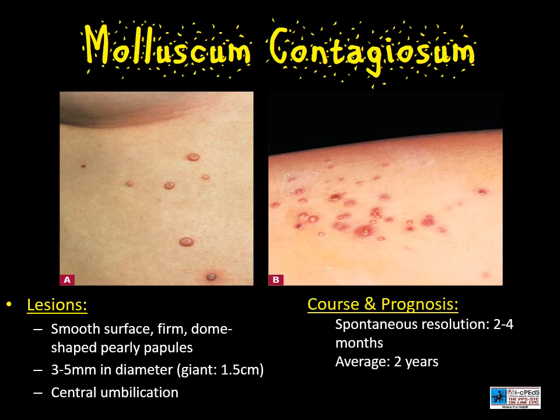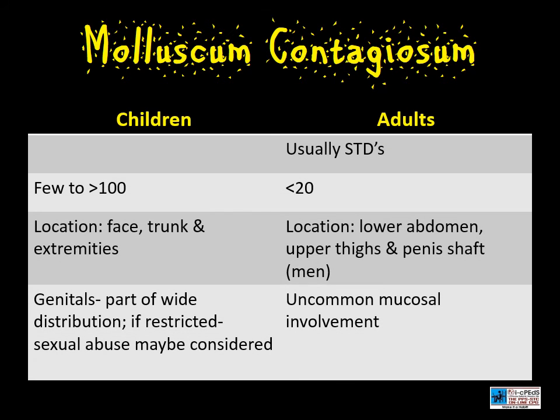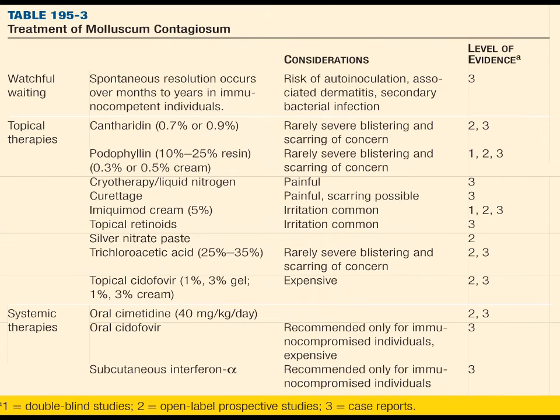The prognosis in Molluscum contagiosum is generally excellent because the disease is usually benign and self-limited. Spontaneous resolution generally occurs by 18 months in immunocompetent individuals. Molluscum contagiosum in adults is usually sexually transmitted. Intervention may be indicated if lesions persist.